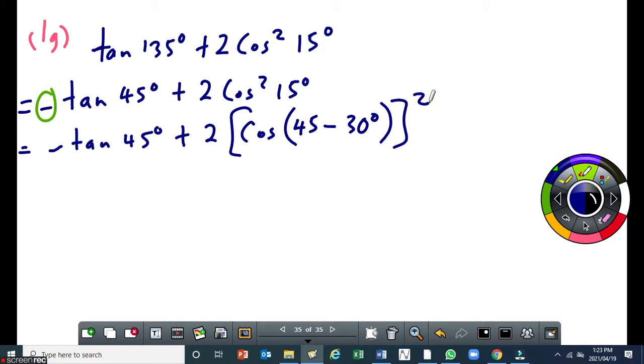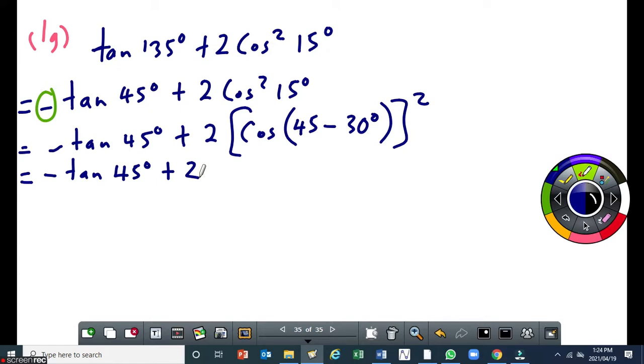Okay? So I have to use compound angles. So this becomes minus tan 45 degrees plus 2. Now let me simplify what's inside the bracket. If I use my compound angles, remember your compound angles, I hope you have been practicing.